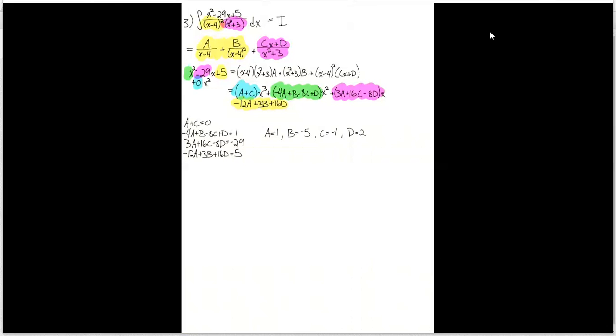Another thing that I've typically seen on tests is making sure that you know how to decompose. I think that's the biggest leap that you have to make when doing partial fraction integration, is given your factors on your denominator, what are you supposed to decompose it as?